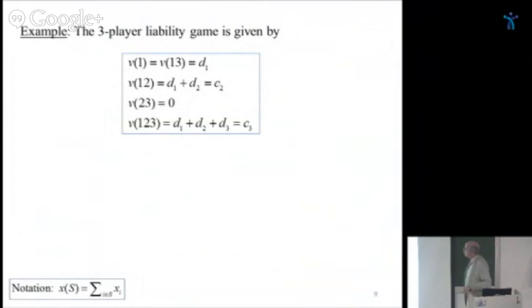So just to be sure, a three-player case. Player one causes D1, and the coalition {1,3}, where 2 is not present, stops at D1, which is C1 actually. For {1,2} they caused D1 plus D2, so that's C2. For {2,3}, 1 is not there, so no damage. And the total cost is the sum of the three additional damages, C3.